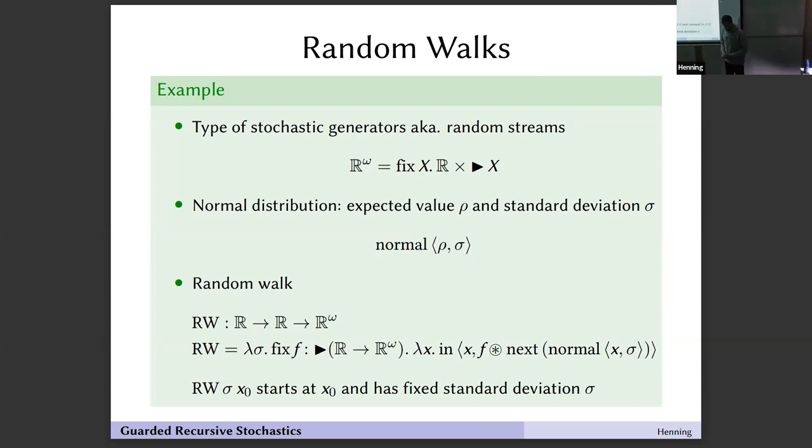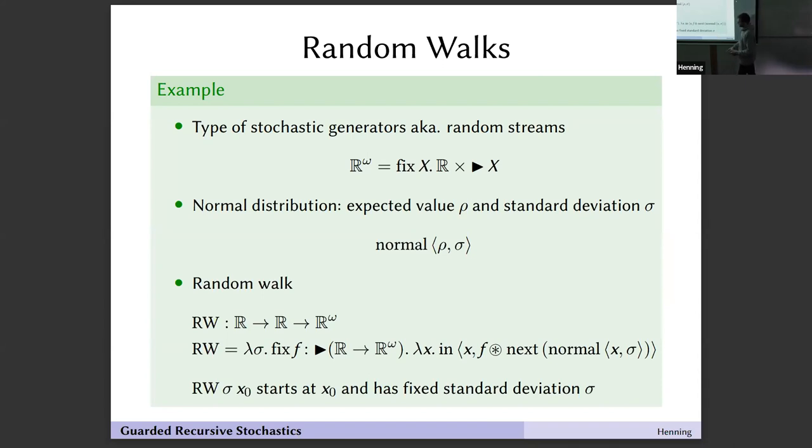So since we want to model stochastic processes, we need to have some kind of stochastic behavior. And so I will focus on just one particular one, which is normal distributions. And so this construction here is something which will give us a real number. It's something of a type real number. But in reality, in the interpretation, it will be a probability distribution over real numbers. And it's going to be a probability distribution where we have a normal distribution with expected value rho and standard deviation sigma.